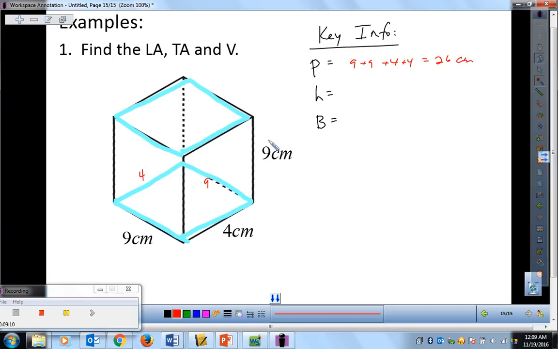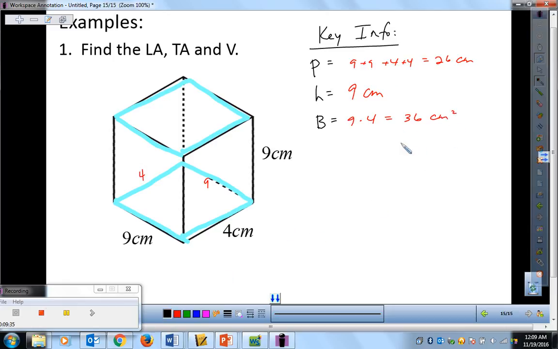The height of the prism, again, that connects the 2 bases, goes between the 2 bases. So that's given to you. That's 9 centimeters. Nothing to do to find that. But the area of the base, again, this is a rectangle, so I'm going to take 9 times 4. 9 times 4 is 36, and that's area, so that's centimeters squared.